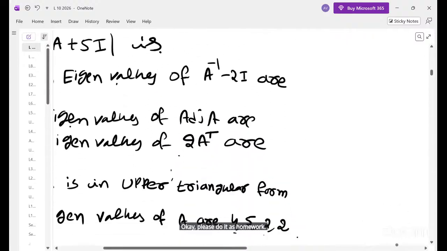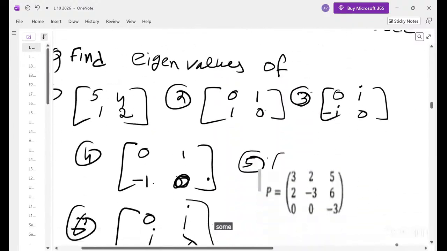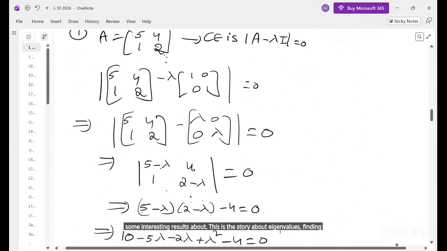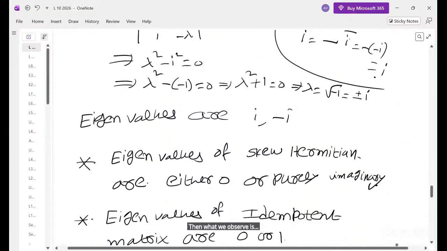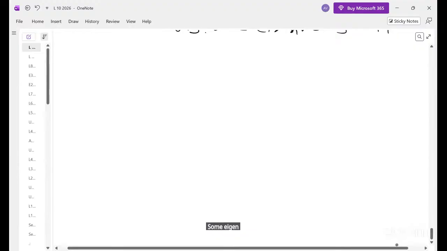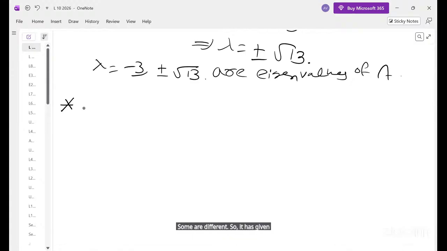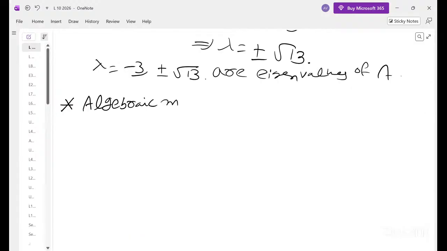Next one. Let us go for the next concept. Some interesting results about finding eigenvalues and eigenvectors. What we observe is that for some matrices, some eigenvalues are repeating and some are different. This has given rise to a concept called algebraic multiplicity.